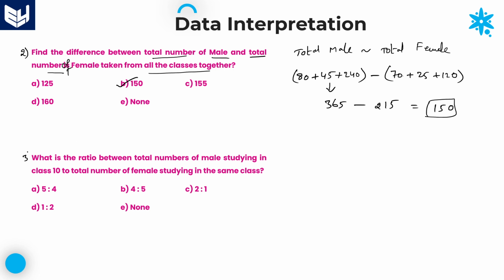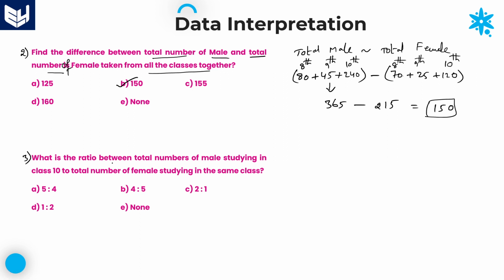Let us look at the third question. Here is the third question. First of all, I'll write down all the values. 8th, this is ninth, this is 10th, and here also it is 8th, ninth, and 10th.